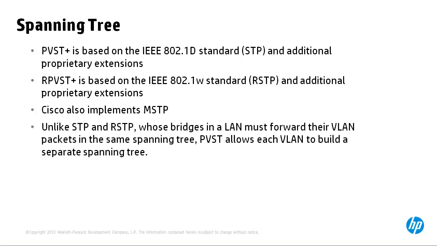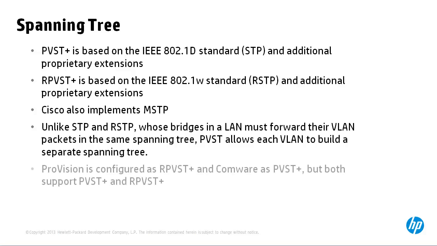Unlike spanning tree and rapid spanning tree, whose bridges in a LAN must forward their VLAN packets in the same spanning tree, PVST and rapid PVST allow for each VLAN to build a separate spanning tree. There are spanning tree instances on a per VLAN basis in PVST and rapid PVST, whereas in the industry standard spanning tree, 802.1d, or rapid spanning tree, only a single instance is configured.